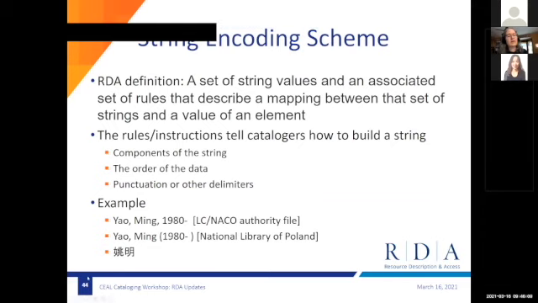Yao Ming with a comma and 1980 dash is the form of his name in the LC authority file. With the parentheses used instead is what the National Library of Poland uses. And of course, in a Chinese catalog, you almost certainly wouldn't be using his name in English. Next slide, please.